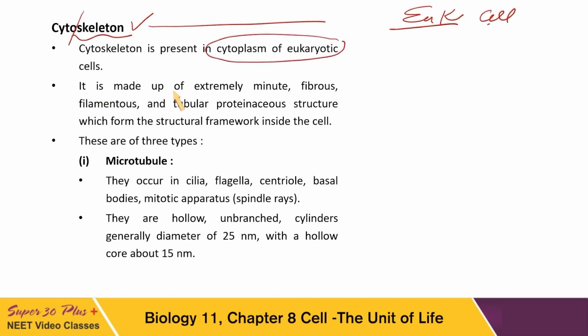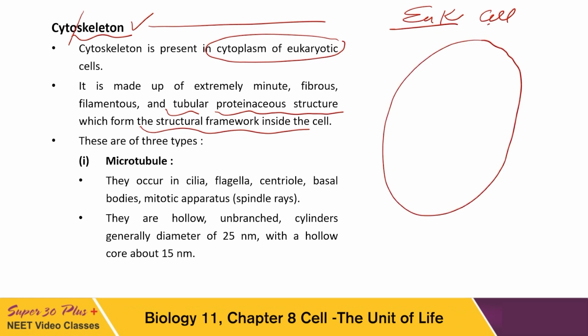It is made up of extremely minute fibrous, filamentous, tubular proteinous structures, and that will make the structural framework inside the cell, which will provide different types of support and also perform different types of functions. You can see that this is the eukaryotic cell and this is the cytoplasm of this. So here we have 3 types of cytoskeleton.